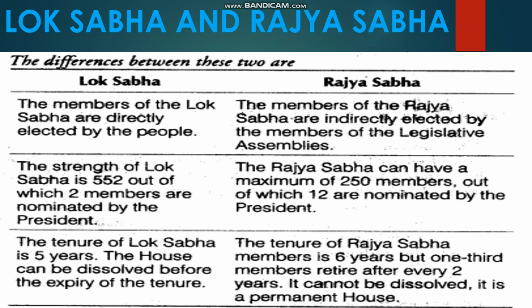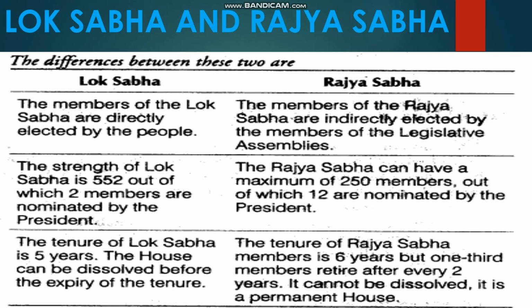As I've told you earlier, beta, the members of Lok Sabha are directly elected and the members of Rajya Sabha are indirectly elected. And the legislative assembly members vote for the members of Rajya Sabha. The maximum strength of Lok Sabha is 552, in which 2 members are nominated by the President, and that of Rajya Sabha is 250 and 12 members can be nominated by the President.